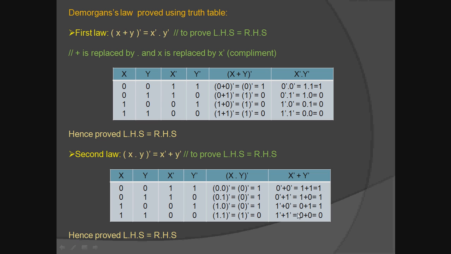Since you already know the truth table of the logical OR and logical AND, we know that anything multiplied by 0 becomes 0, anything multiplied by 1, that is 1 into 1, becomes 1. Similarly here, anything added with 1 becomes 1. The last one is 0 plus 0, it becomes 0. If we compare the left hand side and right hand side, both are true. So we prove the second law also.